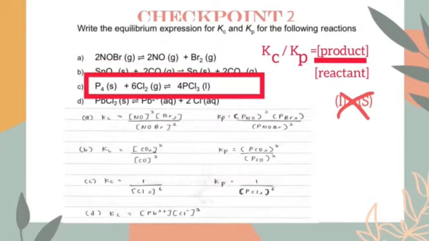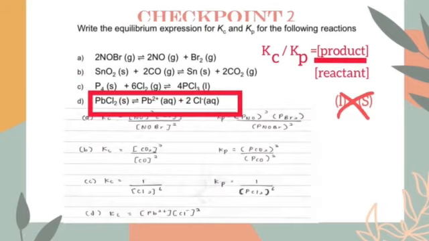So for C, the equation is P4 solid plus 6Cl2 gas produces 4PCl3 liquid. So we have to look at the pure solid and pure liquid there. We need to neglect them. So just cancel them like this, and notice that if we neglect the pure liquid, there is no other compound as the product, right? So we just assume this as 1 and insert the reactant, the 6Cl2, as the reactant.